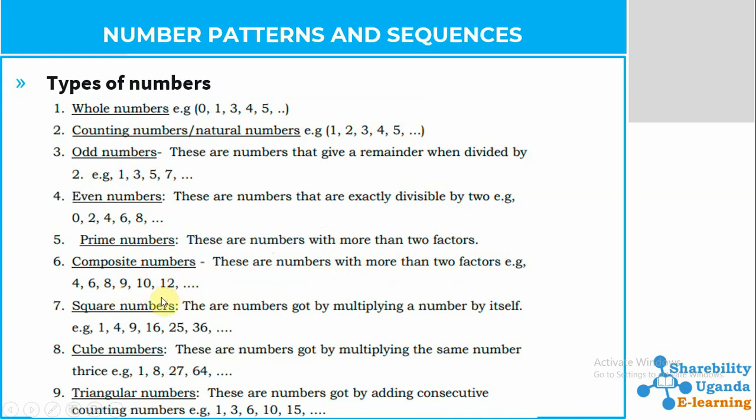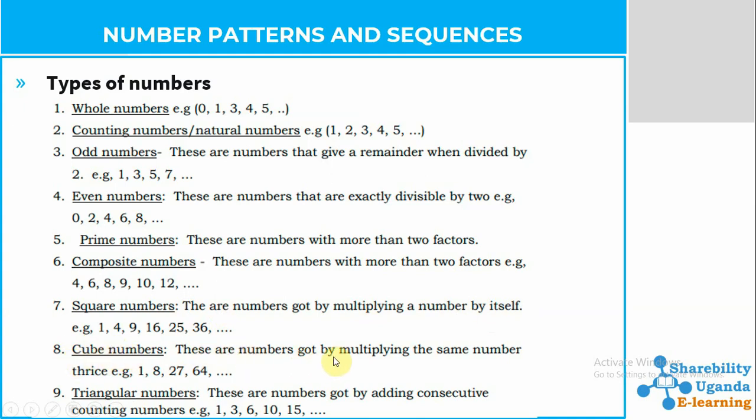Okay, so we also have what we call square numbers, and they are got by multiplying a number by itself. You multiply that number by itself, then it gives you a number. So those are square numbers.